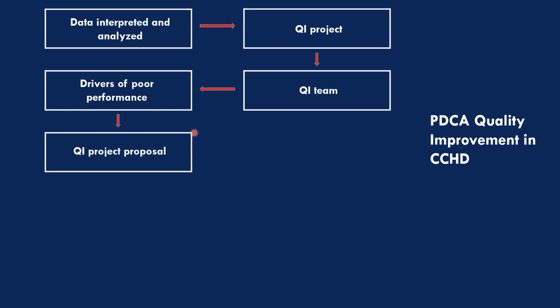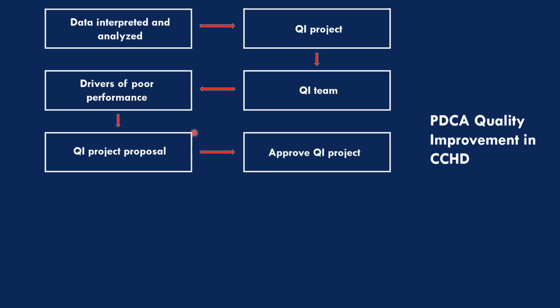And then step number 5 is where we want to consider options for improvements and develop the QI project proposal. Once we have identified the drivers of poor performance, the quality improvement project team, if you will, would consider options designed to increase performance. And in doing this, the team should consider project costs, implementation logistics, the ease of data collection, and also the time frame of implementation.